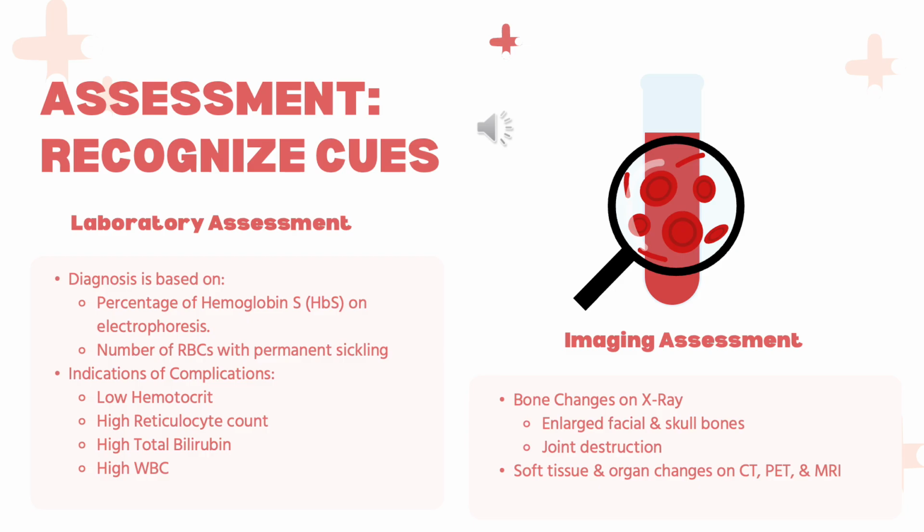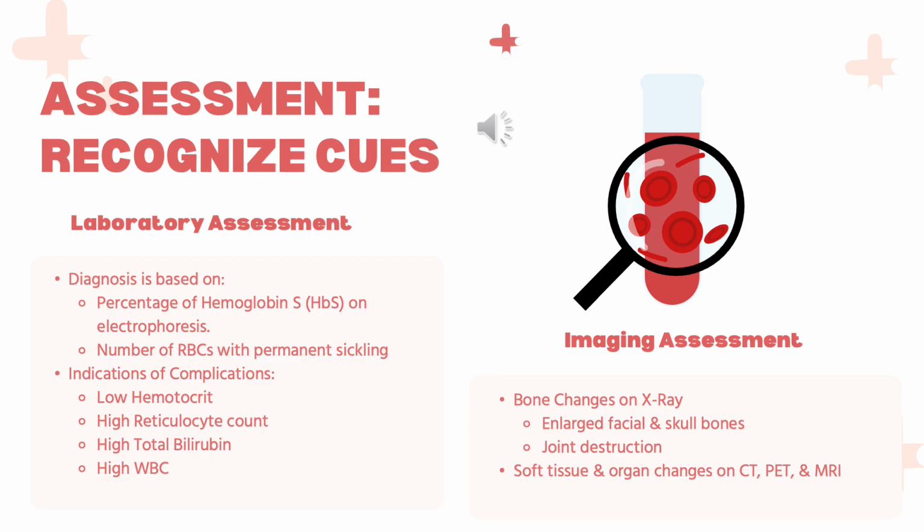High bilirubin levels also happen just due to the destruction of red blood cells. And white blood cell counts may also be found to be elevated simply due to chronic inflammation that's caused by that hypoxia and ischemia to tissues.